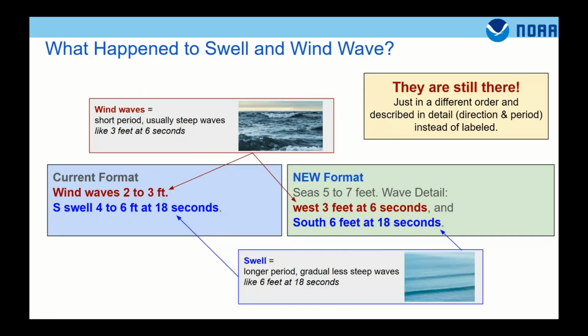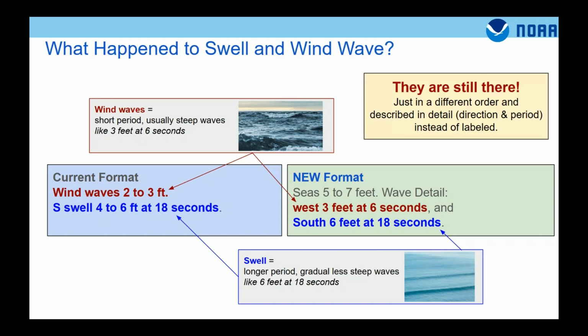Consider this example. Look in the blue box on the left of a situation where there are wind waves of 2 to 3 feet and a south swell of 4 to 6 feet at 18 seconds. Let's focus on the wind wave first. Wind waves, that term, is hopefully communicating the idea that these waves are a short period, usually steep, and often accompanied with whitecaps. A typical example of a wind wave would be something like a 3-foot wave at 6 seconds.